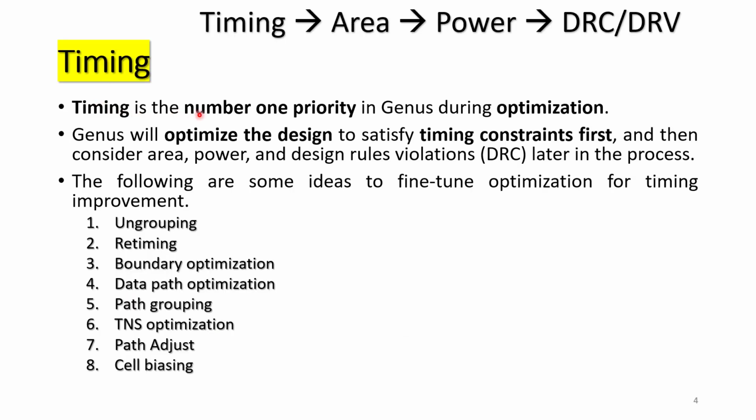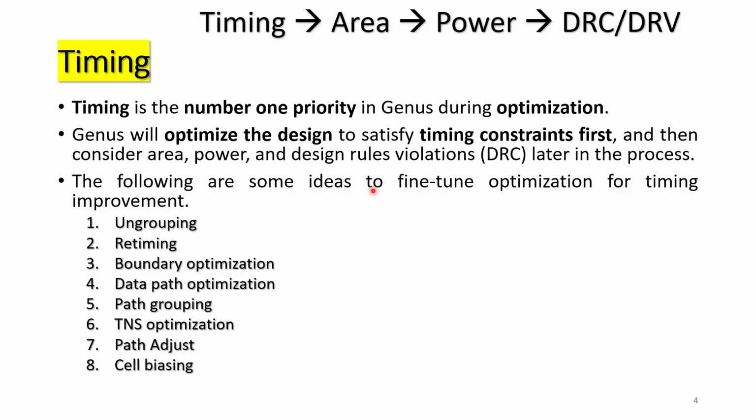Now let us see what is meant by timing. Timing is the number one priority in Genus during optimization. As I told you already, Cadence Genus will focus mainly on timing for optimization. Genus will optimize the design to satisfy timing constraints first and then consider area, power, and DRC later in this process. Here I have included the hierarchy. First it will focus on timing, after that area, power, and next DRC.